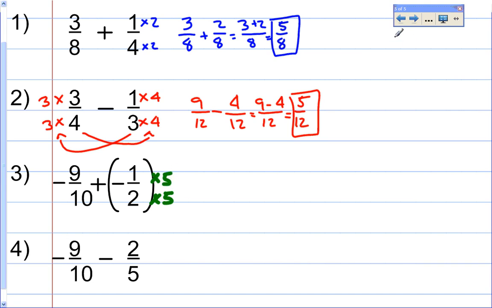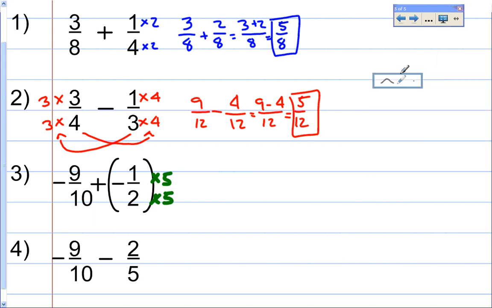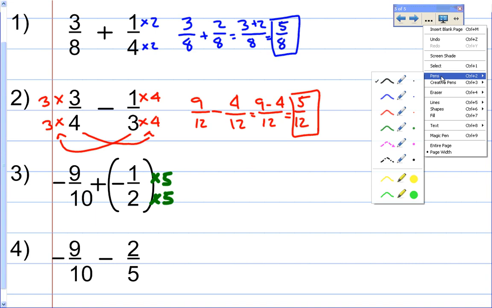Oh, that pen's writing really fat. Let's use a different one. We'll do black. No, I don't want to do black. All right, I know you're laughing at me right now.